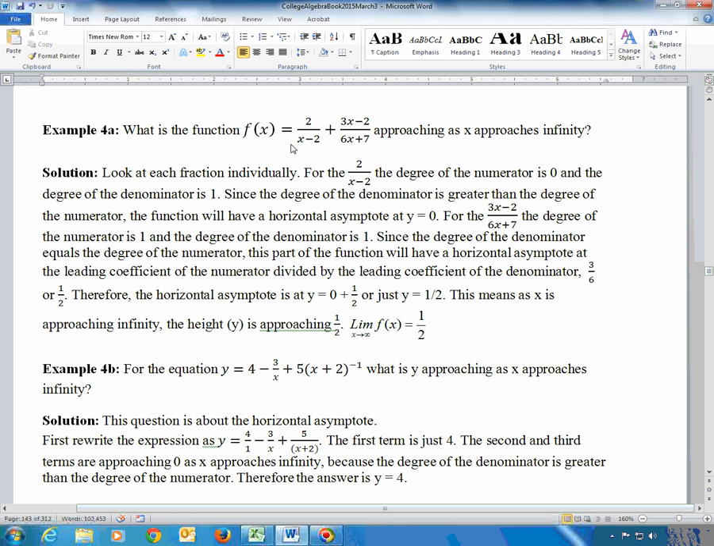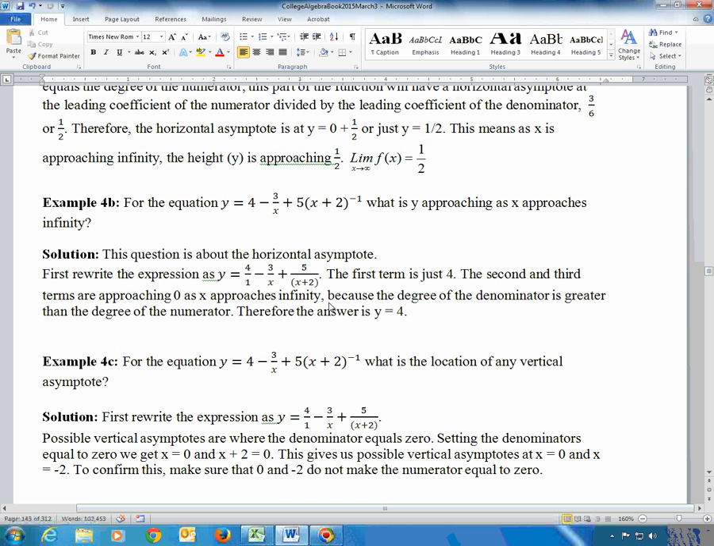So the limit as x approaches infinity for this function right here is going to be 1/2. I can tell you that it's going to level off to a height of 1/2, that function right there. Here's another one, another horizontal asymptote question. What is y approaching as x approaches infinity?